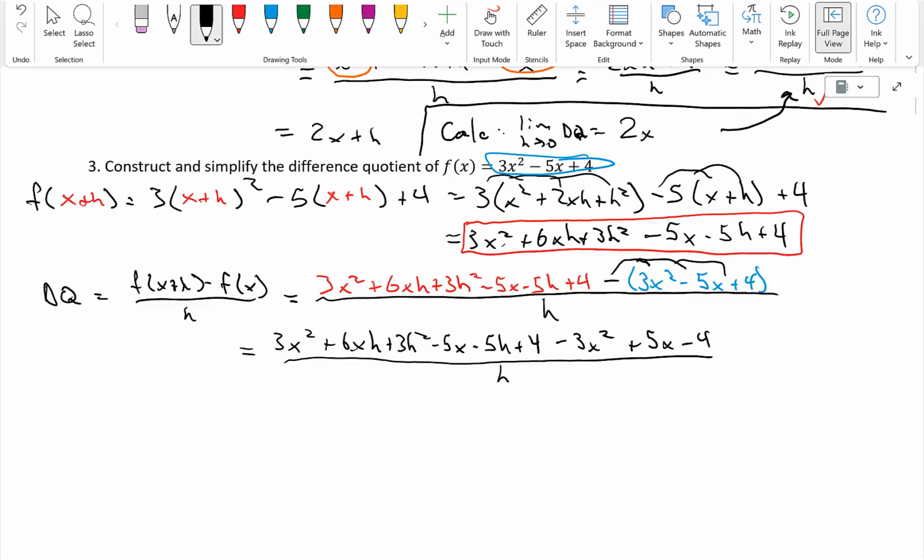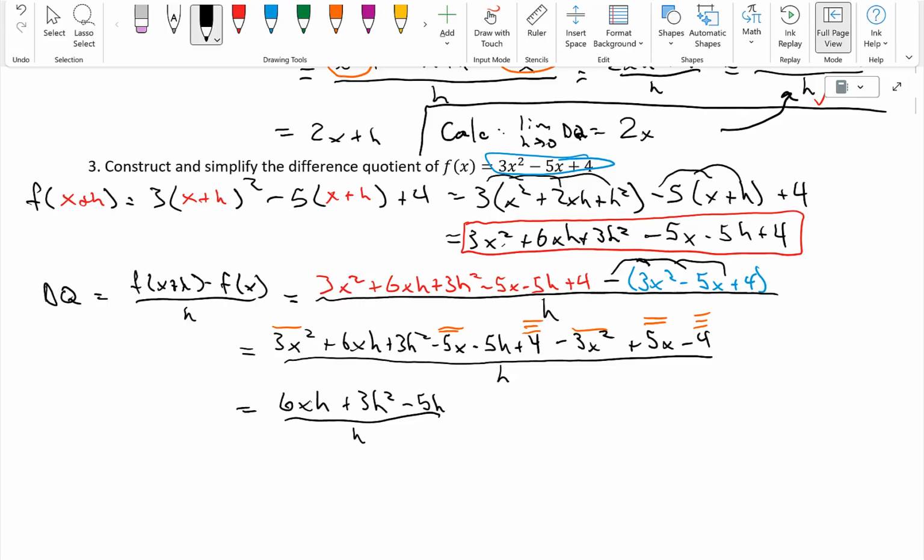And so hopefully we can see our like terms there. Right, we've got a 3x squared and a minus 3x squared will go to 0. A minus 5x and positive 5x will go to 0. And then the plus 4 and a minus 4 will go to 0. And that's us getting rid of all those terms without an h. So we're on the right track. We're left with a 6xh plus 3h squared minus 5h over h.